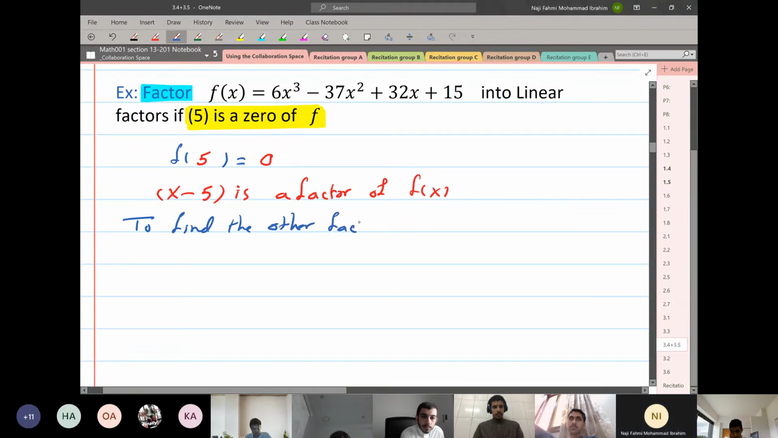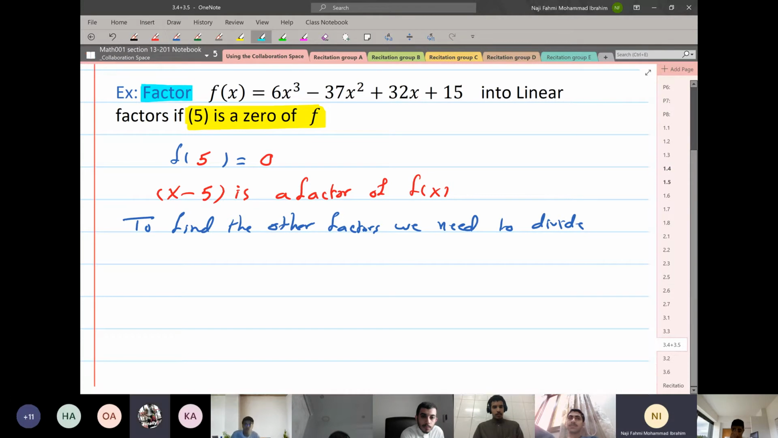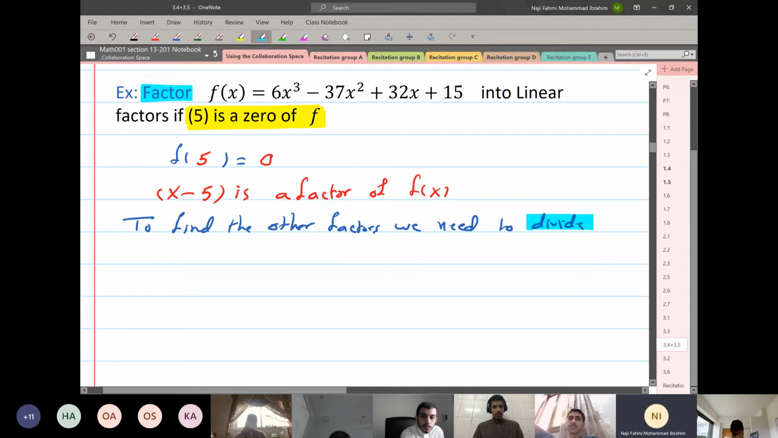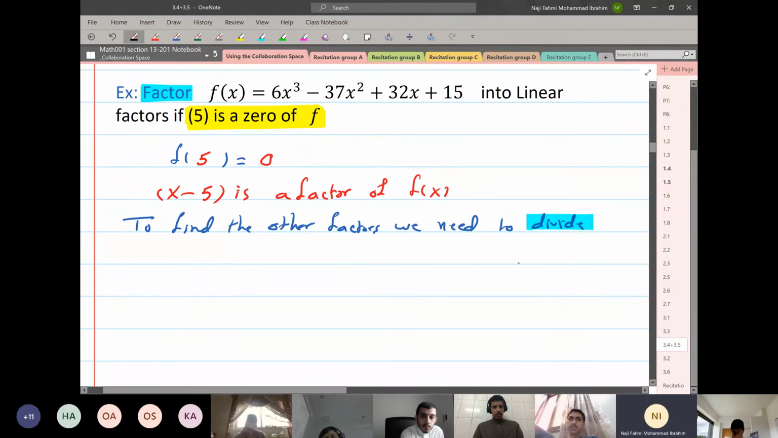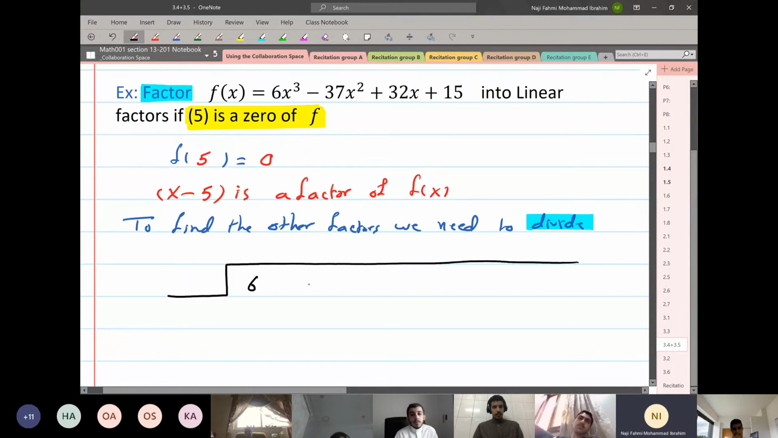Anyone? X minus 5 multiplied by something equal. Yeah, but I need to find the other factors. We need to what, Shabab? We need to, I think, long division. Long or synthetic. Synthetic is much shorter, so we have to divide now. So again, everyone divide. Look at the coefficients now. Of course, we divide by 5 now, which is the 0 of the divisor.